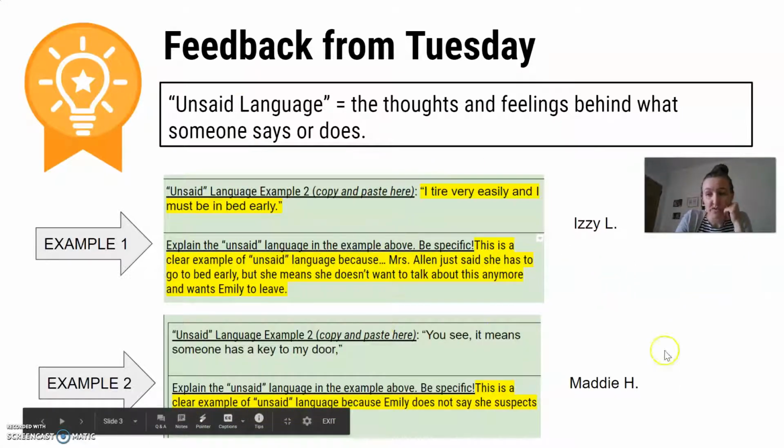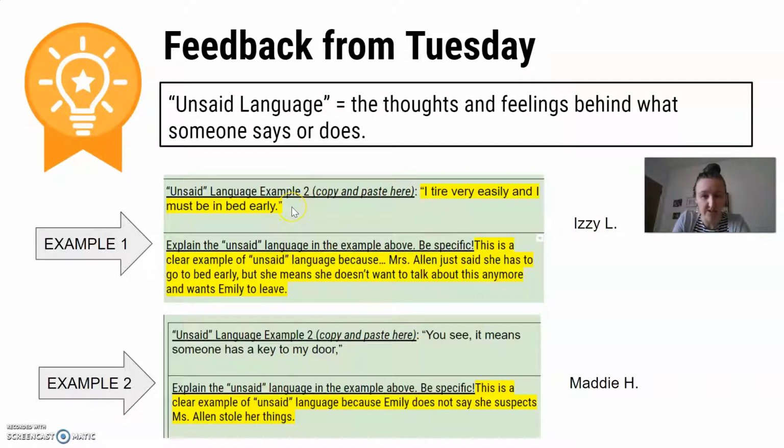Second example comes to us from Maddie H. So the unsaid example is, "You see, it means someone has a key to my door." One thing I'm noticing here is let's make sure in both of these it doesn't actually say in the quote who says it. That'd be helpful. Though it does say that in the explanation.